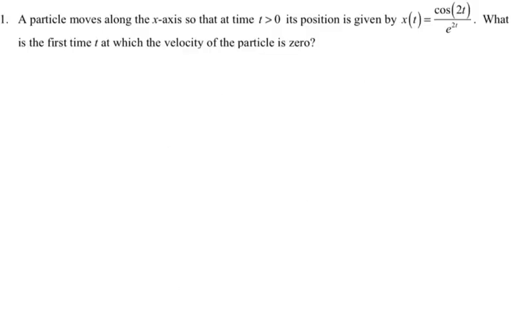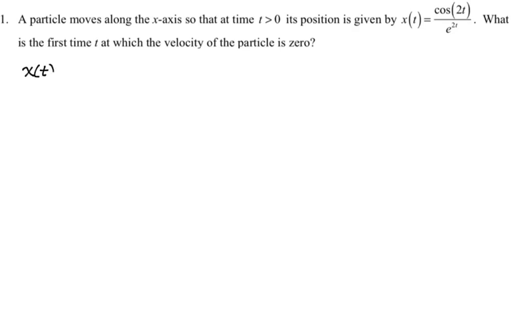First question, a particle moves along the x-axis so that at time t greater than 0, its position is given by x of t equals cosine of 2t over e to the 2t. What is the first time t at which the velocity of the particle is 0? Okay, so we're looking for a velocity.